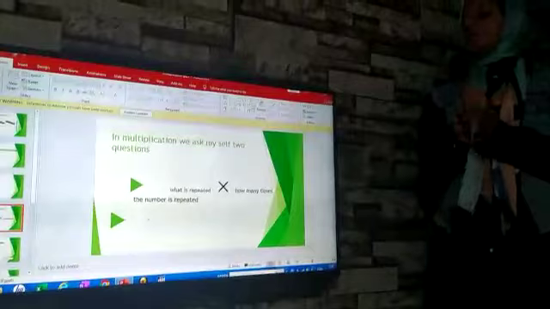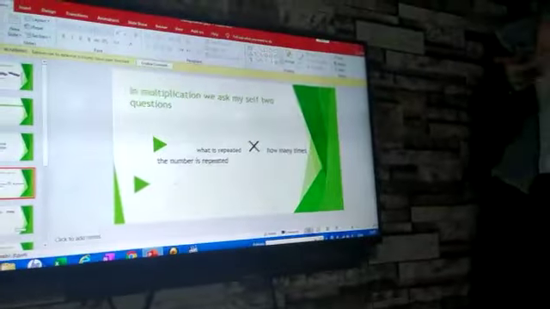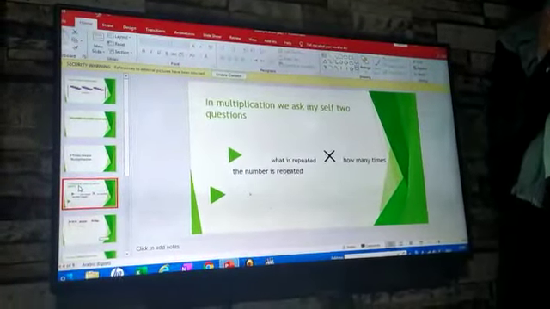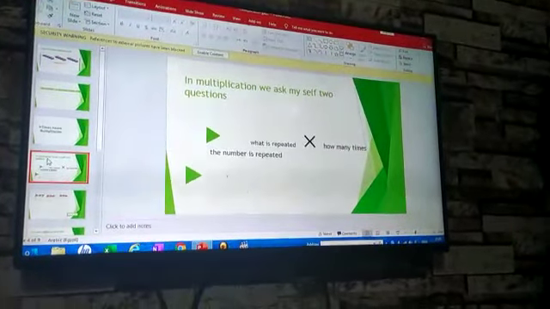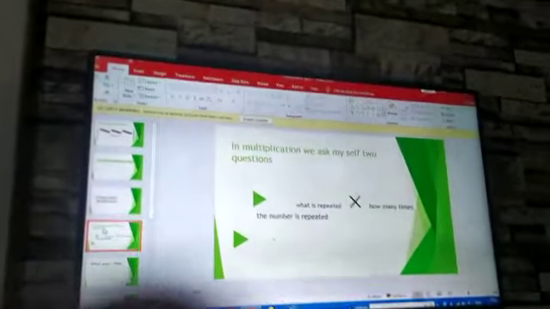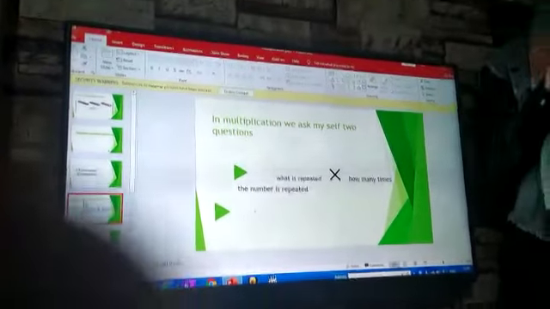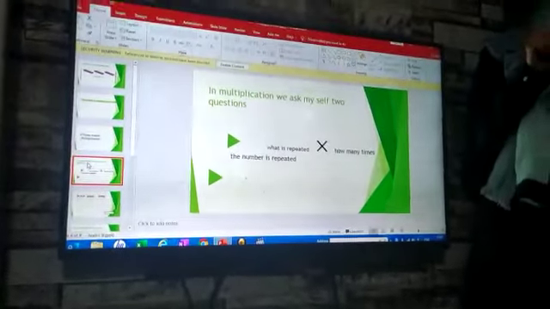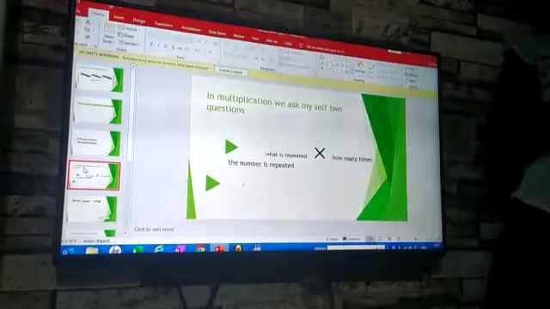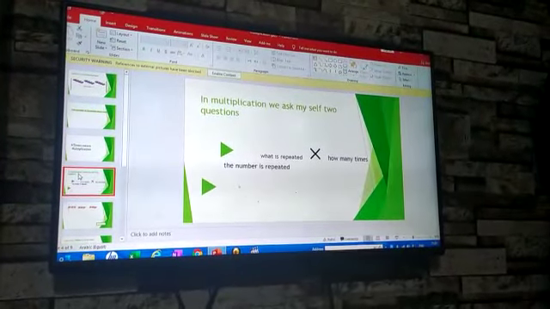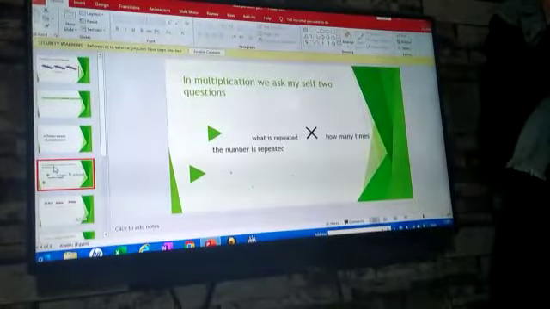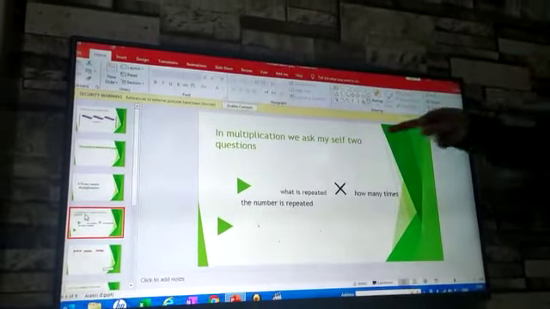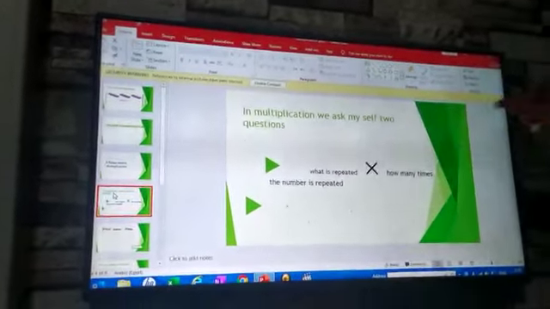Okay. This is the sign for multiply. This is called time. In addition we use plus. In subtraction we use minus. But in multiply we use time. This is called time, or multiply, or by. In time we ask ourselves two questions: what is repeated and how many times? What is repeated? We write here. What is repeated and how many times?